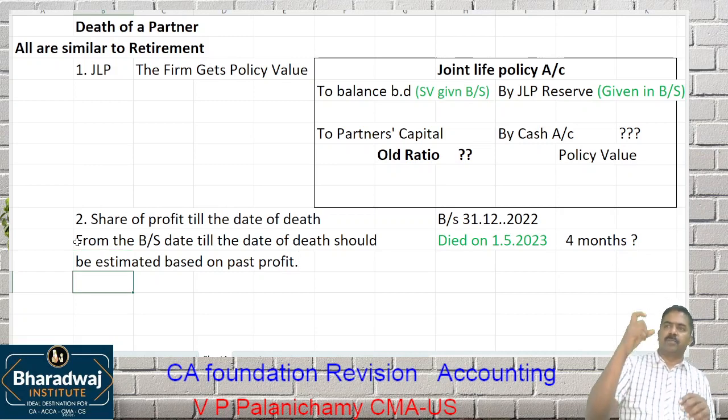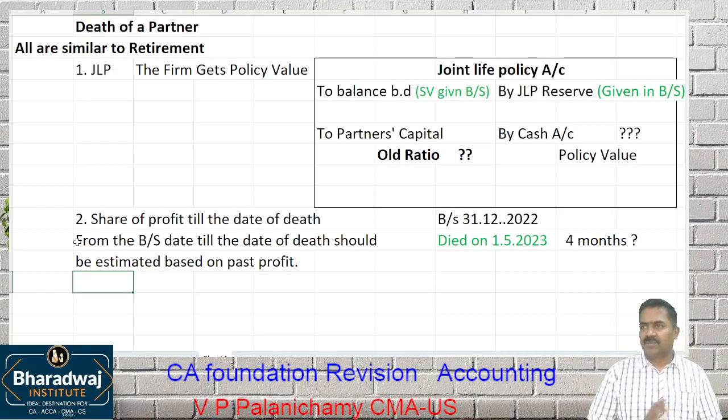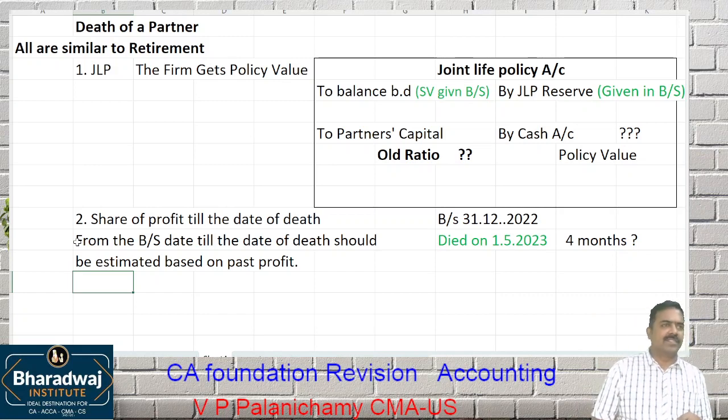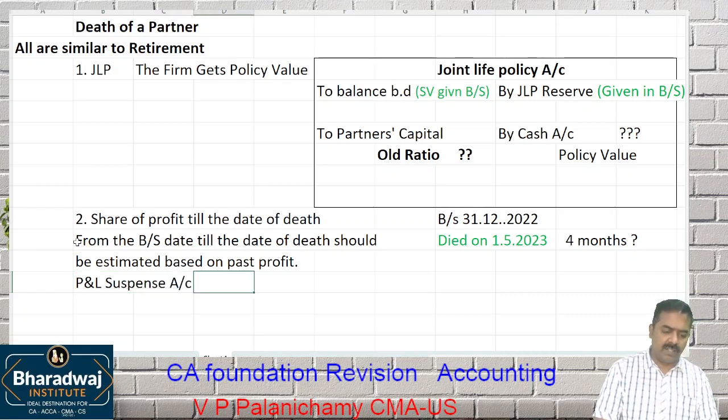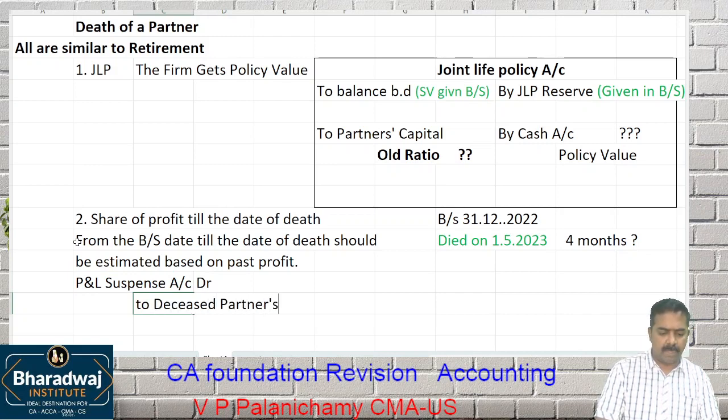For example, let us assume profit comes to 1 lakh. Will you distribute 1 lakh to all the partners? For example, A, B, C, there are 3 partners in the ratio 5:3:2. Partner A died. Will you give this 1 lakh to all the partners? No, only for the deceased partner we will give it. P&L, we call it as the Profit and Loss Suspense Account. Debit P&L Suspense Account, credit deceased partner's capital account, or you can say executor's account.